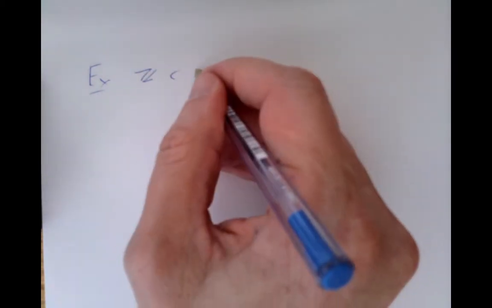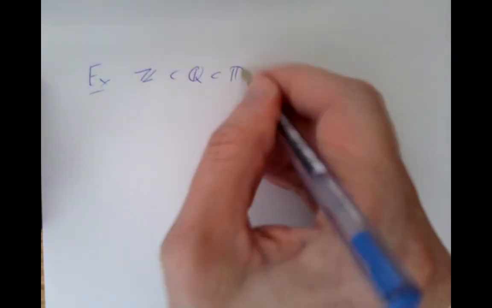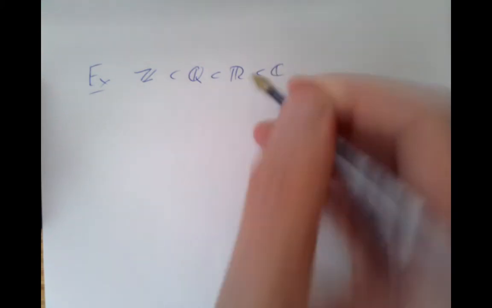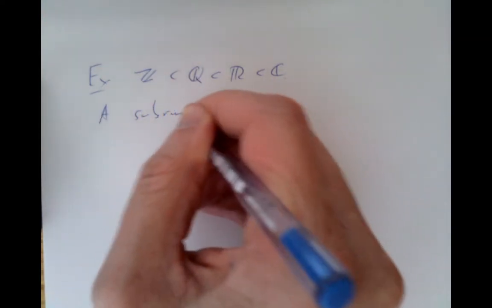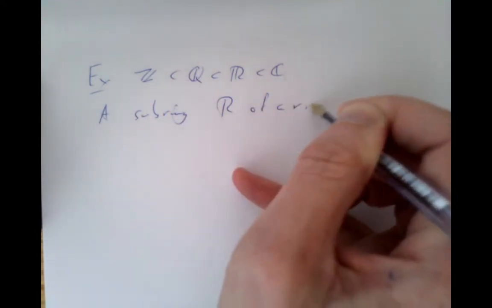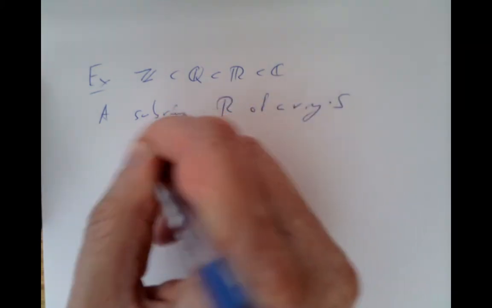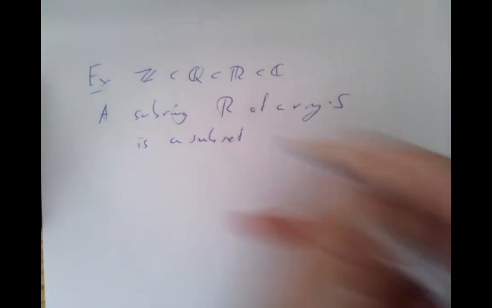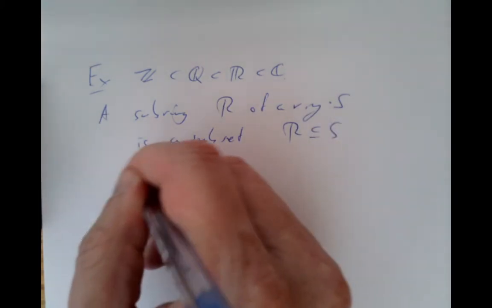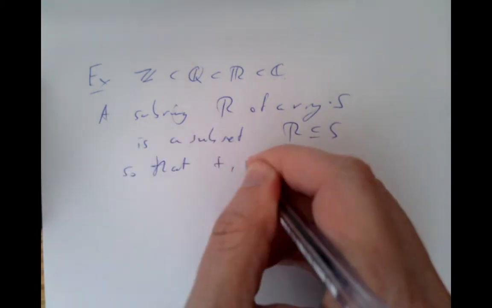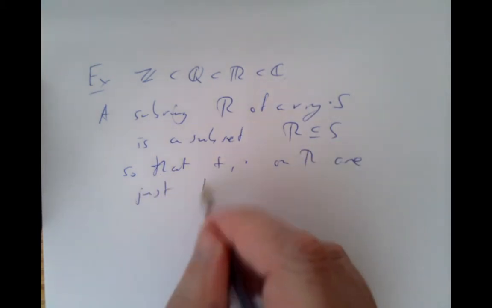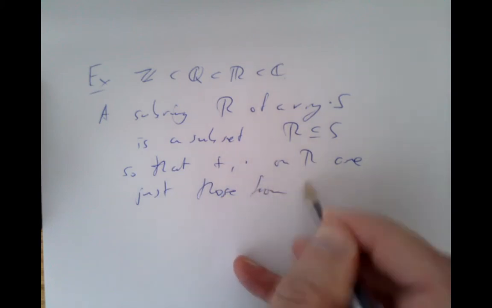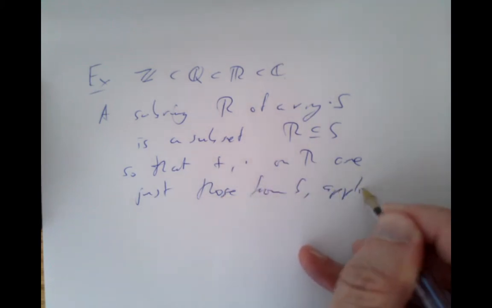So as an example, the integers we've seen sit inside the rationals, which sit inside the reals, which sit inside the complex numbers. So there are sometimes rings sitting inside other rings. A subring R of a ring S is a subset, so R is contained in S, so that addition and multiplication on R are exactly those from S applied to elements of R.